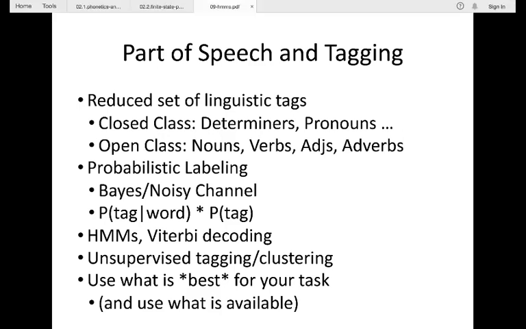So which way is right? Well, the answer is sort of down here. Use what is best for your task. And use what is available. So you make these decisions based on the task and not on some prior consideration.